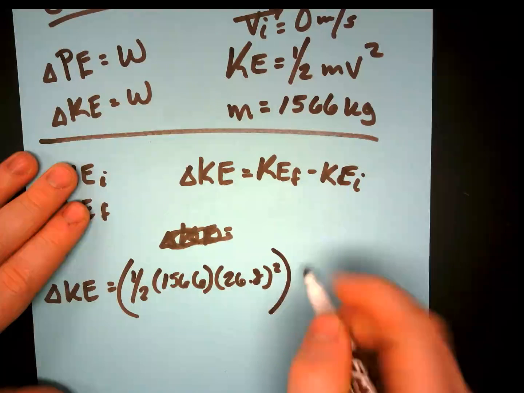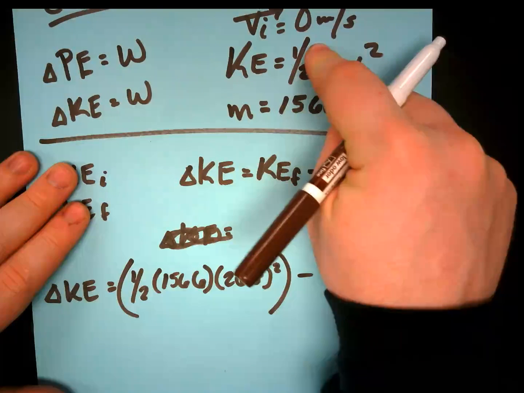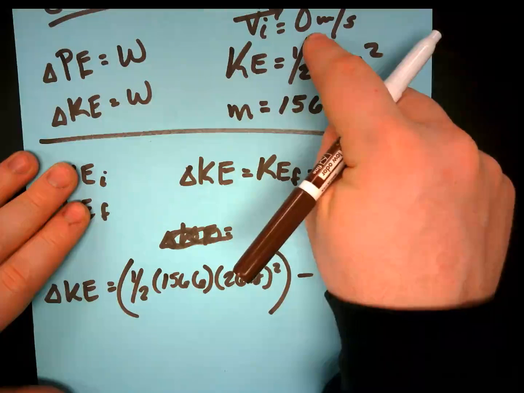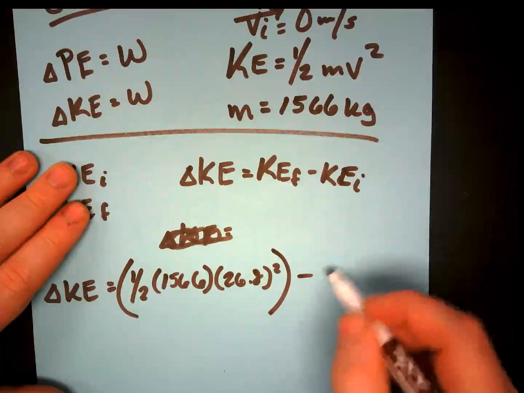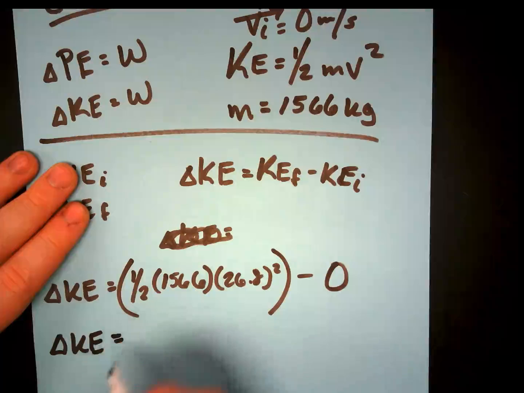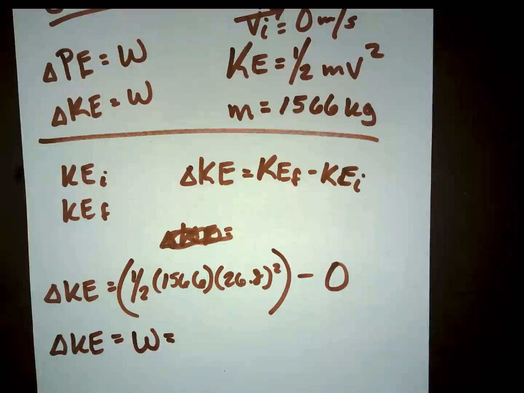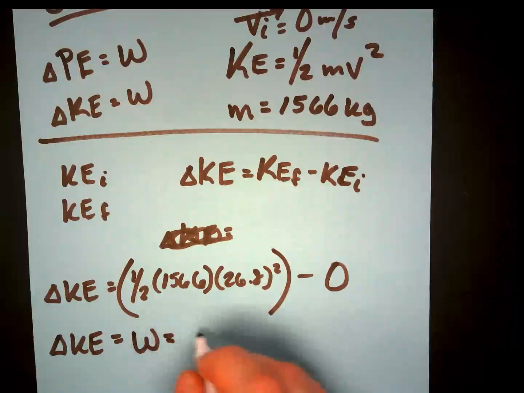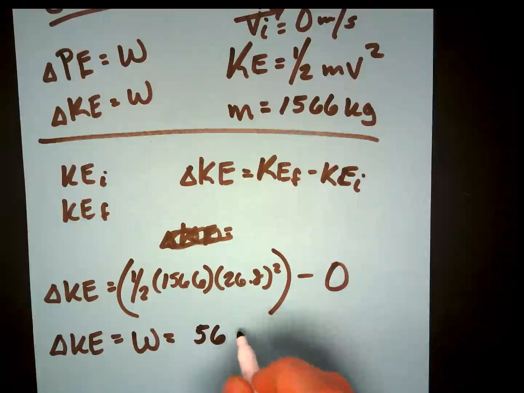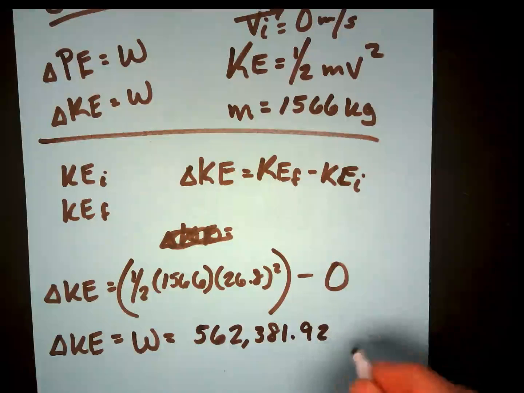Then minus, now what you'll notice is that because we're starting from rest, at 0 meters per second, we don't have any initial kinetic energy, so it'll be minus 0. The change in kinetic energy, or our work, putting this together: 0.5 times 1566 times 26.8 squared gives us this big old number, 562,381.92. And that's in joules.